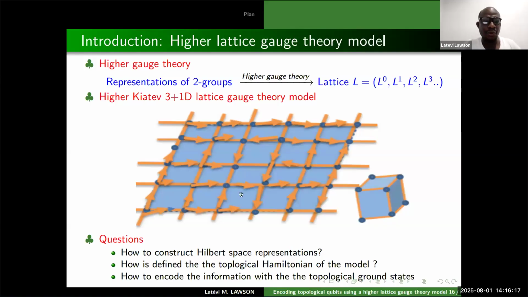Now, in our case, we are going to generalize the Kitaev model using the representation of two groups, and the lattice will be in three dimensions. We call this gauge theory higher gauge theory. It means that we are going to symmetrize the edges and also the faces, and we consider the third dimension, which is given by the cube. All this cube relies on this face. The question is how to construct the Hilbert space, how to define the Hamiltonian model, and how to define the ground state. We are going to use the approach of Kitaev.